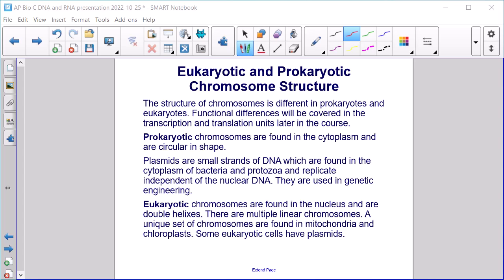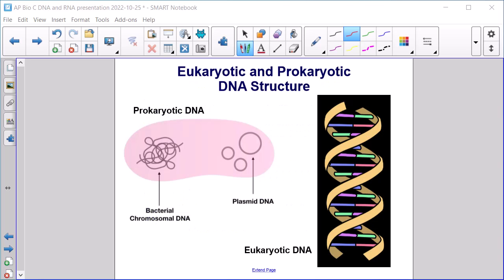Eukaryotic chromosomes are found in the nucleus and are double helixes. There are multiple linear chromosomes. A unique set of chromosomes are found in mitochondria and chloroplasts. Some eukaryotic cells have plasmids. So here are some differences between prokaryotic and eukaryotic DNA. In prokaryotic DNA, we have bacterial chromosomal DNA here, and then the circular plasmid DNA, both in the cytoplasm. Eukaryotic DNA exists as this double helix inside of the nucleus of the cell.